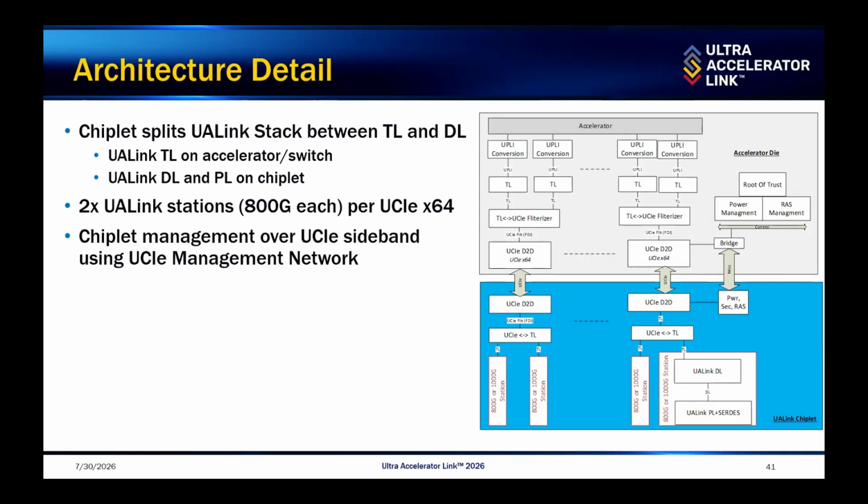But if I walk through from the top to the bottom, you can see this is an accelerator example. An accelerator will probably have some native bus. You'll want to convert that to UPLI, so you can use the standard UALink stack. Once you convert it to UPLI, the spec defines how to take UPLI and turn it into TL, and TL is basically a set of fixed size 64-byte flits. We take that TL and put it into what we call the flitterizer. Basically, this is just taking TL flits and packing them into UCIe flits. I have more information about that on the next slide.